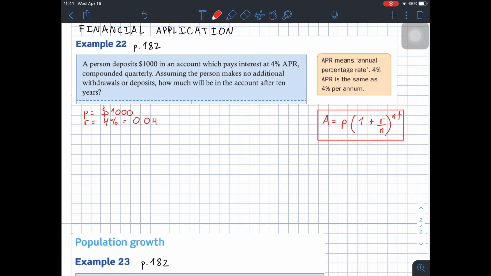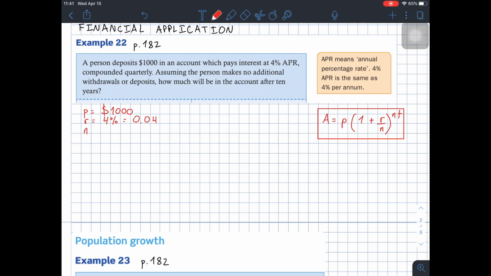Okay, then it says compounded quarterly. That means that the interest of the deposit will be calculated 4 times. Quarterly comes from 4, 4 times per year. That means that n is 4. Okay. Assuming that the person makes no additional withdrawal or deposit, how much will be in the account after 10 years?